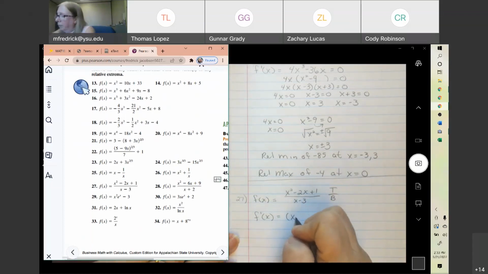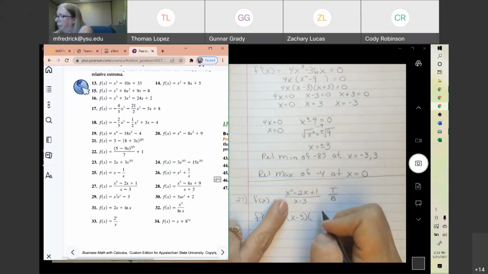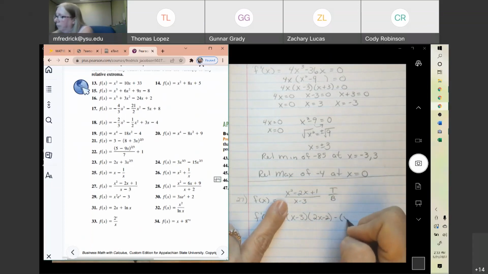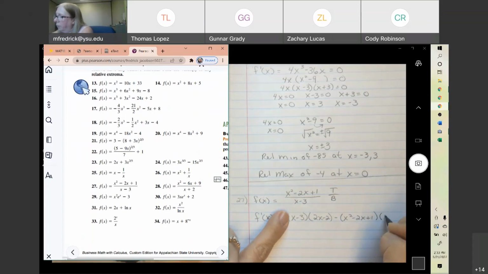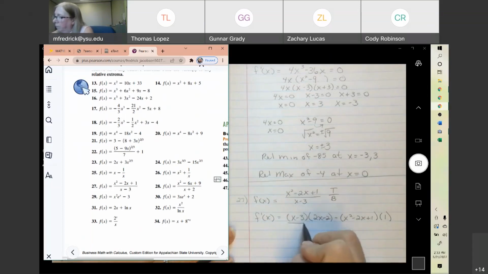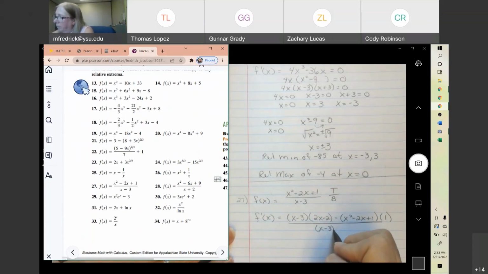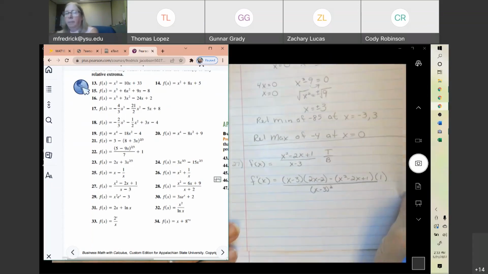So bottom times the derivative of the top, 2x minus 2, minus the top times the derivative of the bottom, which is just 1, all over the bottom squared. Any questions on that part?